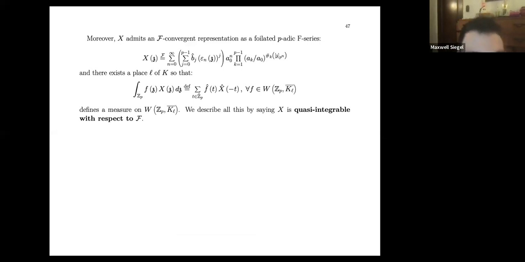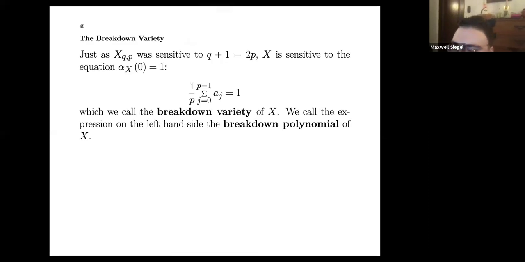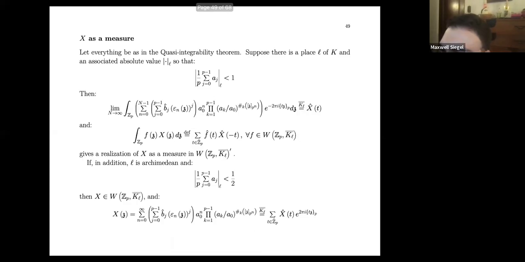And just as with the previous example, if we pick a degenerate measure, then we get another Fourier transform of our function. Just as XQP was sensitive to Q plus 1 equals 2P, X is sensitive to the equation alpha x of 0 equals 1, which I call the breakdown variety of X. And this expression on the left here is the breakdown polynomial. So just like with XQP, we can relate the p-ell-adic Wiener algebras on which X acts as a measure to the places L where its breakdown polynomial has absolute value less than 1. So this is the following theorem.